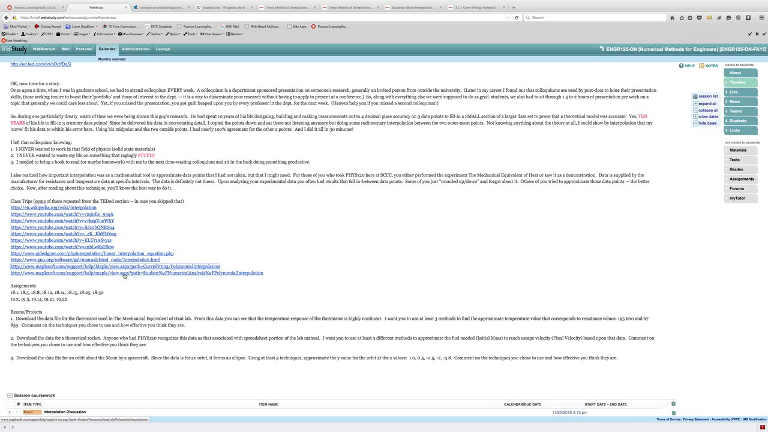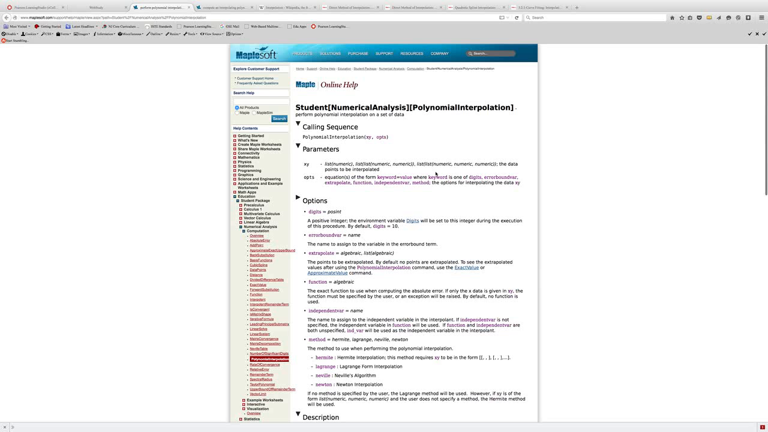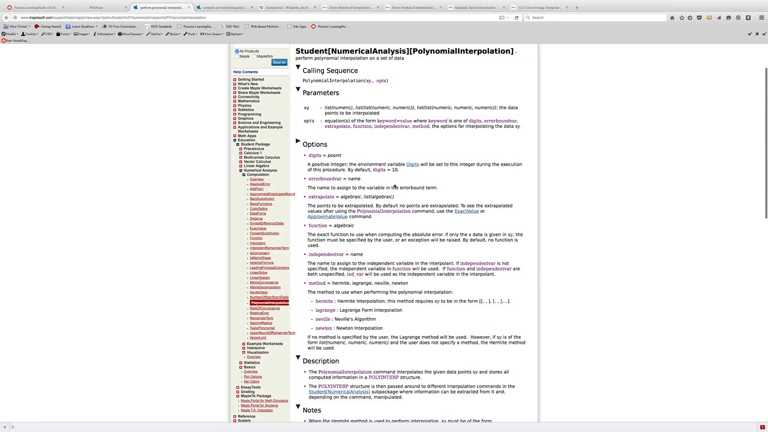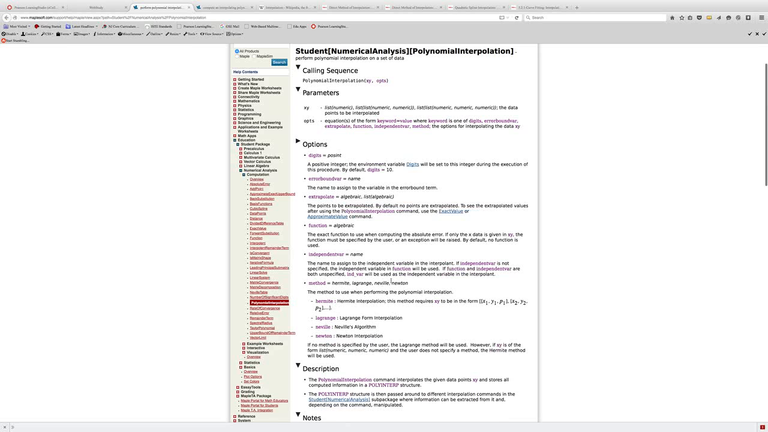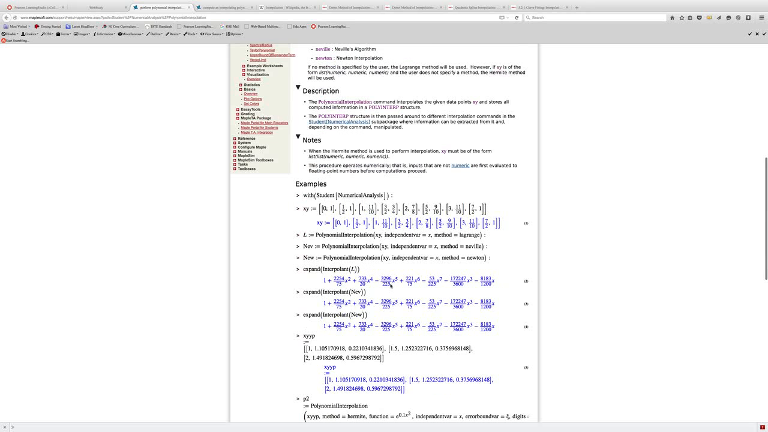There's also a whole different section from Maple for polynomial interpolation. And notice that it gives you different methods here. You can actually tell it what method to use, whether you want Hermite, Lagrange, Neville, or Newton. This one is actually a little bit better because what you can do is you can take the same data set and do multiple interpolations from it, get multiple results, compare the results.